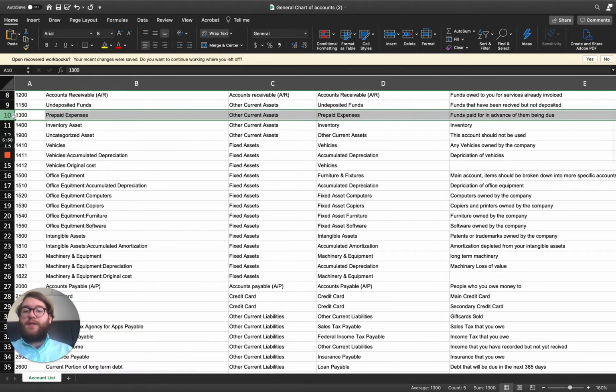Prepaid expenses. If you're on accrual accounting just for record tracking, not even for taxes, but for record tracking, you may prepay your expenses. So pay 6 months of car insurance up front instead of waiting to pay it month by month. Well, when you pay that 6 months up front, you're paying 5 additional months in advance. So we may have prepaid expenses.